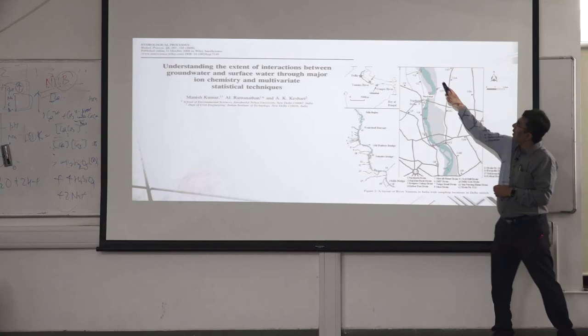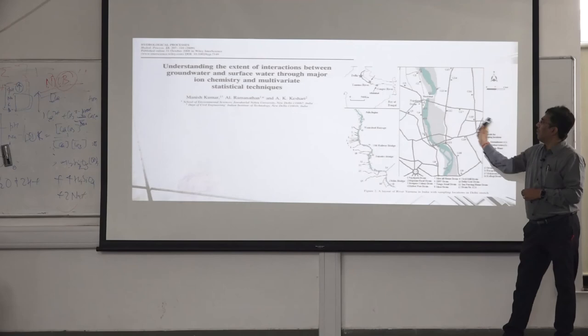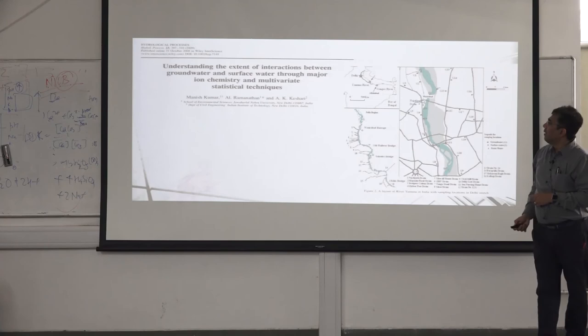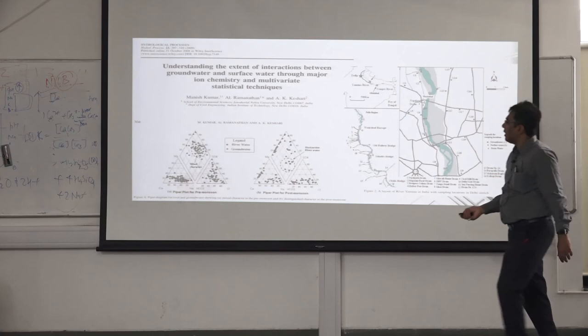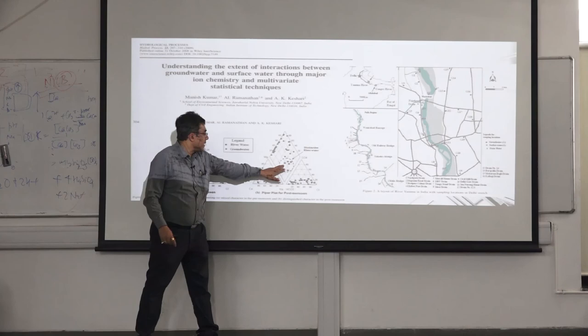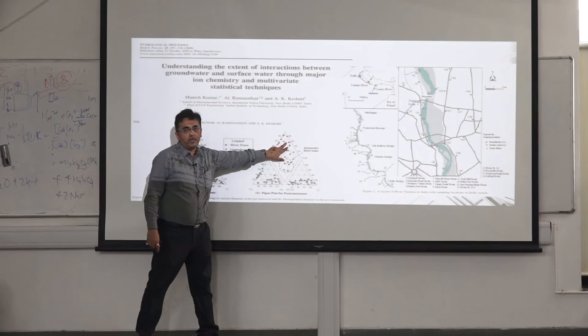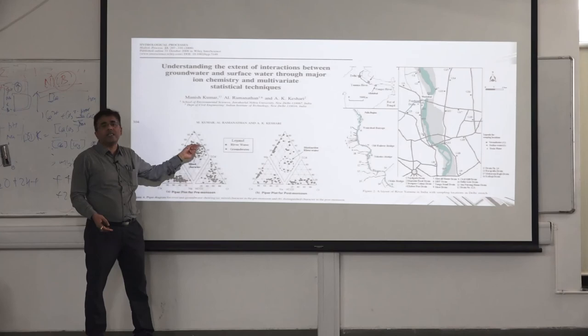We took samples from this spot, then 2 kilometers away, and 4 kilometers away, and so on. With this spacing, we have seen where the impact is high or low. What we have found is that it depends on the rain. In the post-monsoon, the river has a distinct characteristic from the groundwater. But in the pre-monsoon, or when there is no rainfall, their nature becomes mixed.